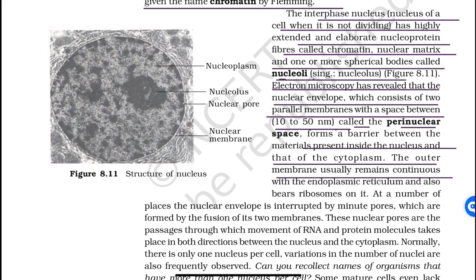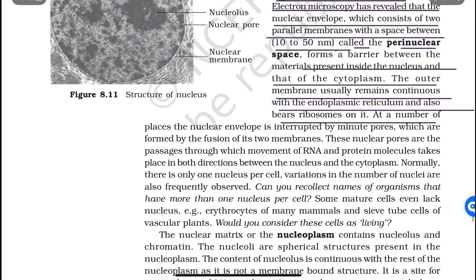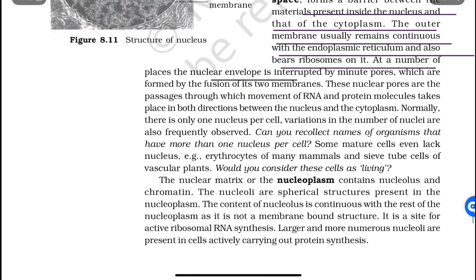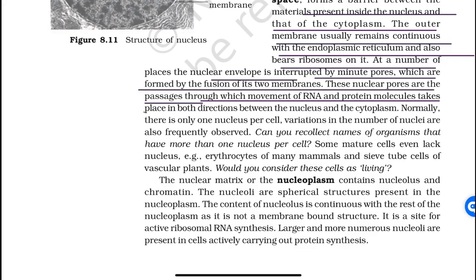The outer membrane usually remains continuous with the endoplasmic reticulum and may also bear ribosomes on it. At a number of places, the nuclear envelope is interrupted by minute pores which are formed by the fusion of its two membranes. These nuclear pores are the passages through which movement of RNA and protein molecules takes place in both directions between the nucleus and the cytoplasm. Normally, there is only one nucleus per cell. Variations in the number of nuclei are also frequently observed.